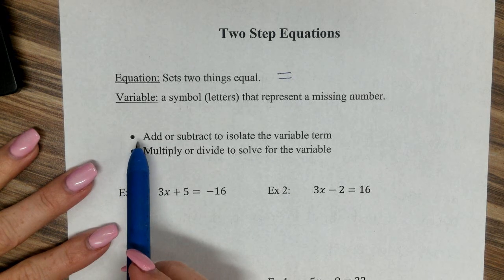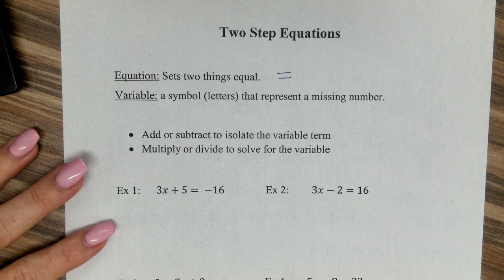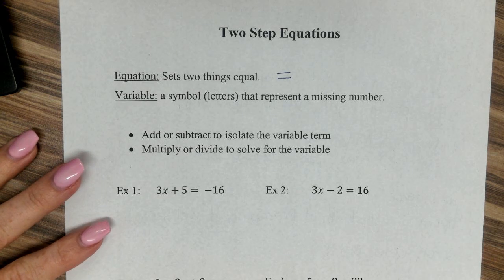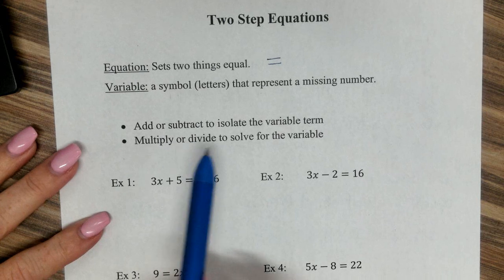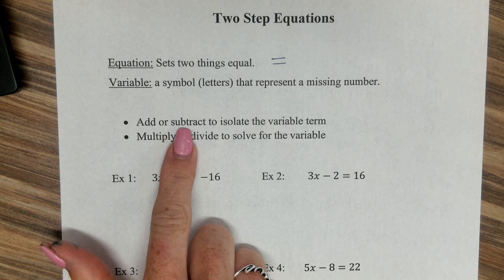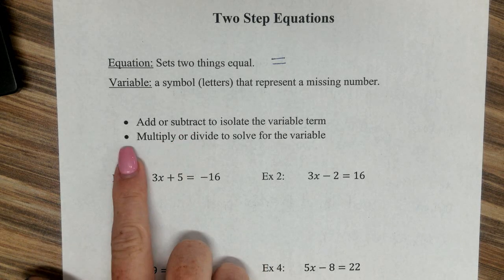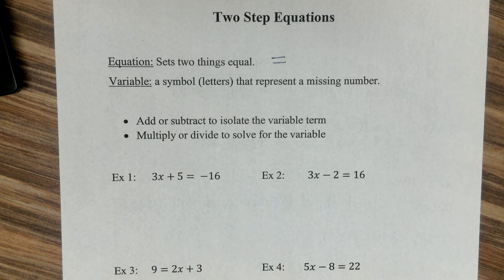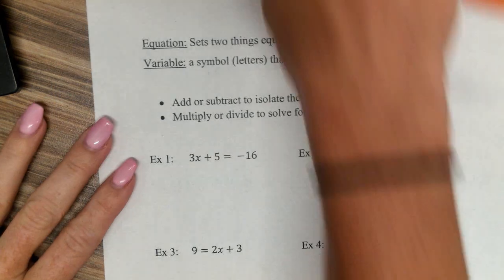Okay, so if you look, I wrote your 2 steps here. Your first step is to get rid of the number that's by itself, the constant. So you're going to add or subtract to isolate the variable term. So the number that's attached to the x goes last. That's its best friend. It doesn't want to leave it. It's attached to it. Make sense? The number that's by itself is going to go first by adding or subtracting. Then you're going to multiply or divide in that last step to get the x by itself. And so I will show you. Let's go do example 1.